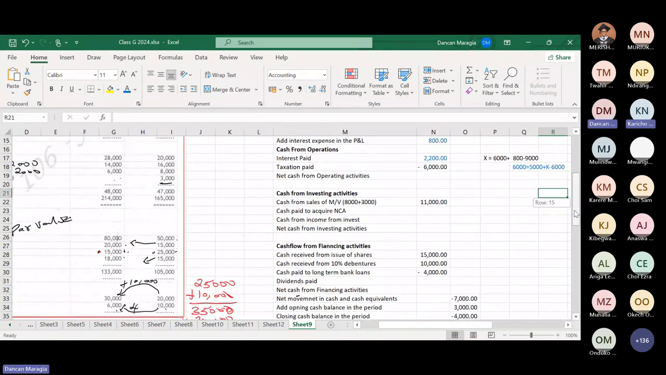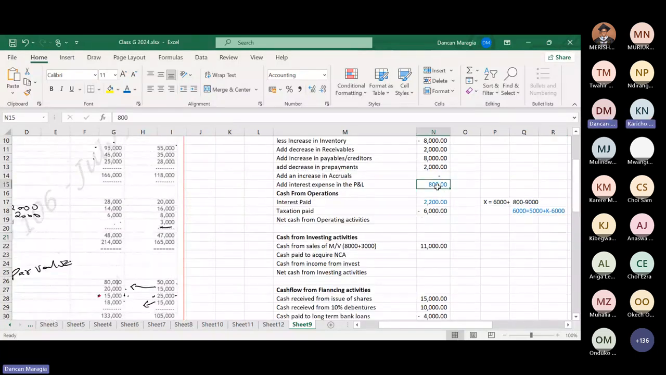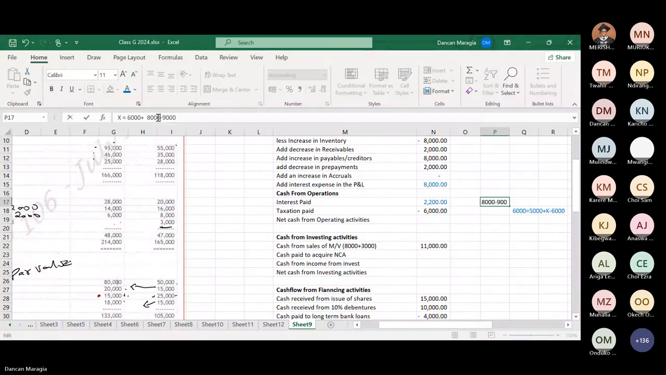Then, just a question. On the same, if we took that 8 as 8 million instead of 800,000, would we still take it as the positive 2.2 million? No. If this 800 was 8 million, we could have written 8 million, correct? Interest expense should have then been 8 million. Then here we could have said plus 8,000 minus 9,000. It should have given you how much?